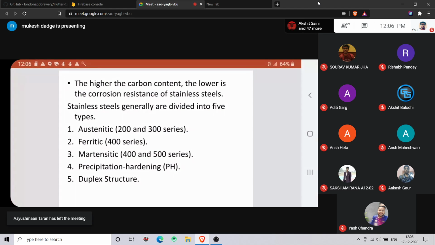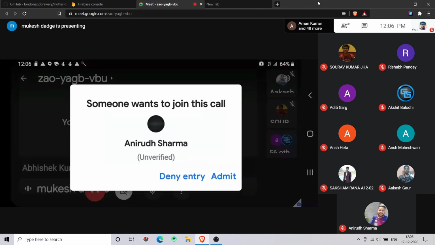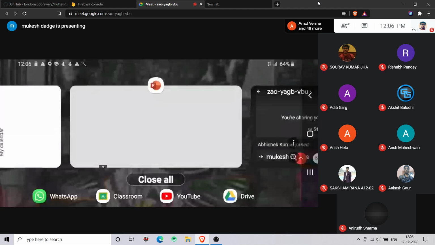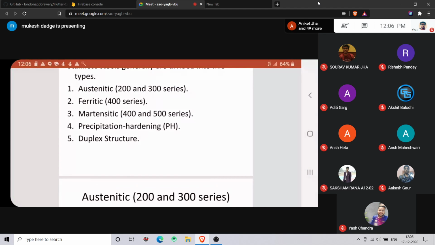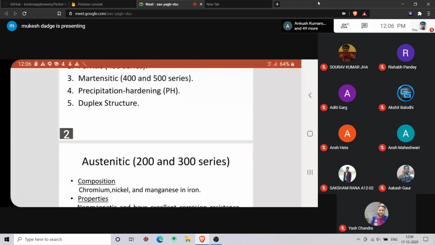Fourth one is precipitation hardening, so there will be precipitations in this precipitation hardened stainless steel. And fifth one is duplex structures. In duplex structures, two different phases are mixed. That's why it is called duplex structure. So by the name you can understand what will be the difference. One by one we will see.